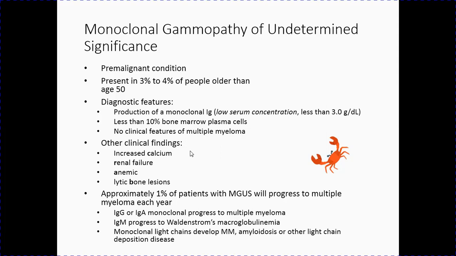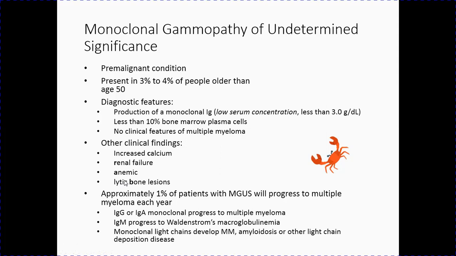In MGUS, we're going to see increased calcium, and this is going to be a result of, did I say what it is? I didn't. So let me go through the other clinical findings first. So increased calcium, renal failure. Remember, we just talked about the organ and tissue damage, right? Patients tend to be anemic, and we have what are called lytic bone lesions.